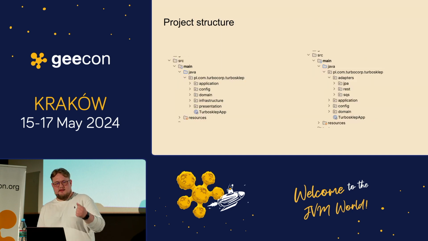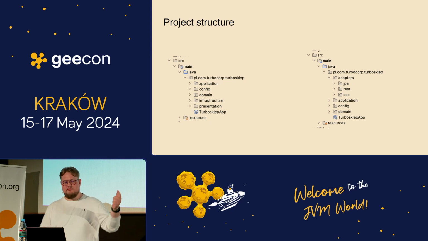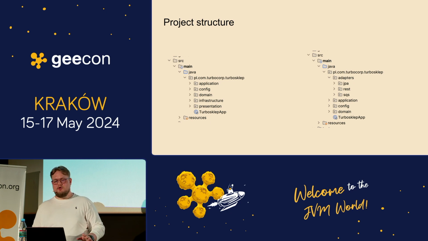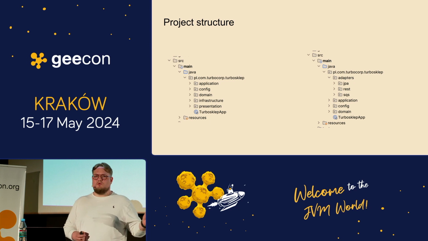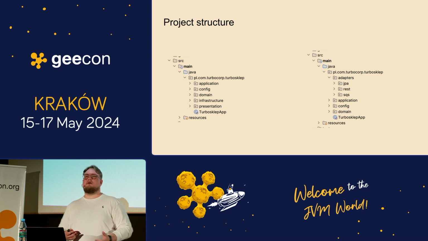So let's take another example. We have the project structure, right? On the left, you have the typical layered architecture structure of a project. So you have this application, domain, infrastructure, presentation packages. Everyone knows it by heart, I'm sure. And on the right, what we have is the equivalent project, but it's structured a bit differently because it's structured based on hexagonal architecture and ports and adapters approach.